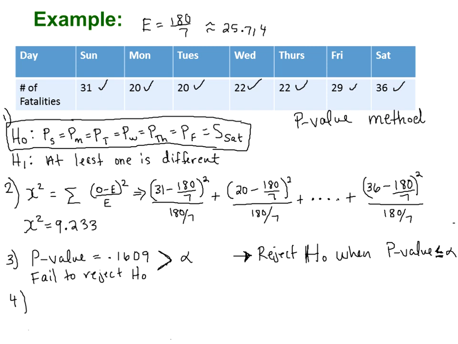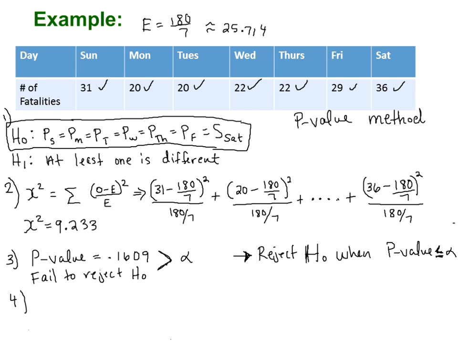So the data, there's not enough evidence to say otherwise. There's not enough evidence to say that we're going to reject our null hypothesis. So what does the null hypothesis say? It says that the probabilities of getting into an accident on all the different days are the same. So accidents occur with equal frequencies on the different days.